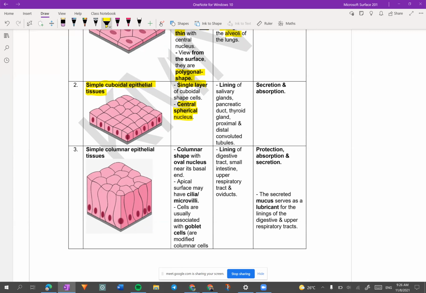So, location dia adalah lining of salivary gland, proximal and distal convoluted tubules. So apa kepentingan dia? More toward secretion and absorption. Kalau you ingat, proximal and distal convoluted tubule ni adalah dekat kidney. So dekat kidney kita ada banyak main peranan untuk secretion and absorption. Okay, secretion and absorption.